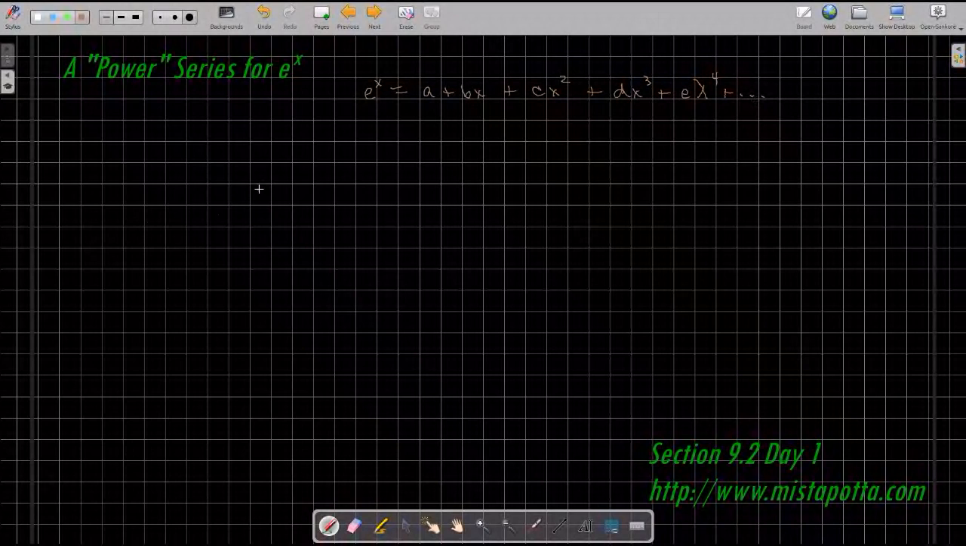So I know that e to the 0 power is 1. But if I substitute 0 into this polynomial, this is going to be a plus nothing plus nothing plus nothing plus and so forth. And so I find out that a must be equal to 1.